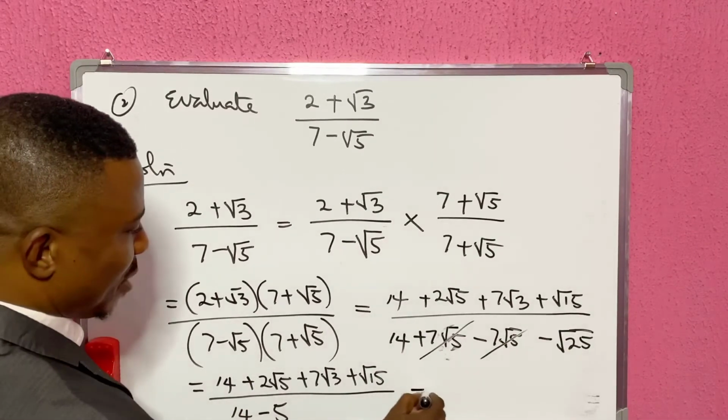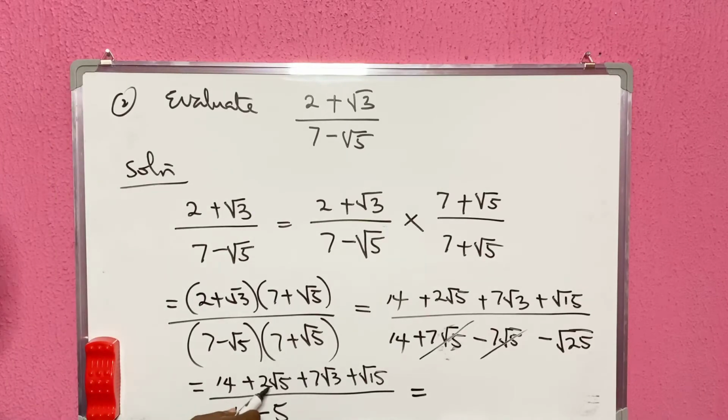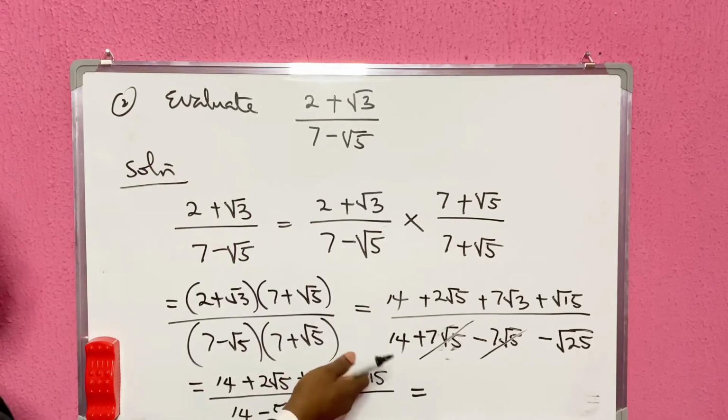So your final answer becomes, as you can see, root 5 and root 3 are not the same thing, so I can't add them. And root 15 cannot be split because we only have 3 and 5. 3 times 5 is 15. 3 does not have a perfect root, 5 doesn't have a perfect root, so I cannot split them.